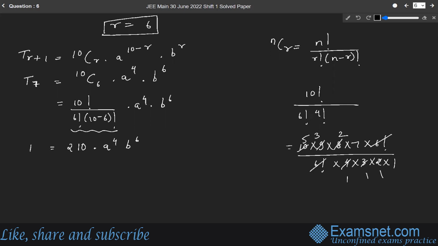All right. So this is the value of T7, but we don't know the actual value because we don't know the value of a power 4 and b power 6, right? So now we have to use some inequalities to get the value of a power 4 and b power 6. First of all, a power 4 and b power 6 can be written as a square into b cube whole square, right? It means we have to get the value of this term.